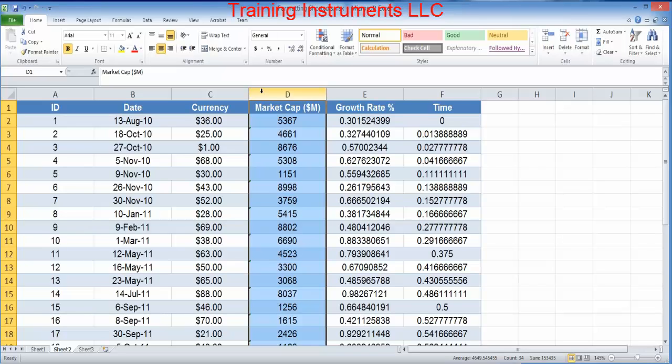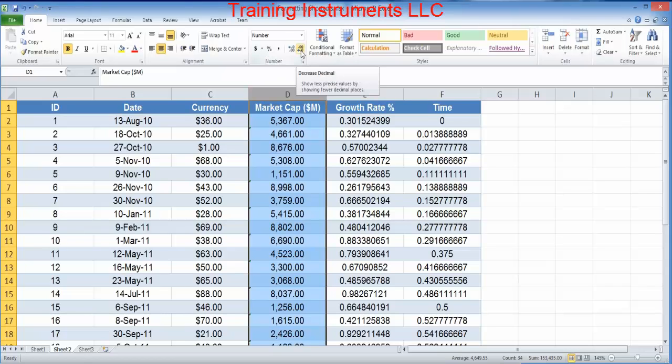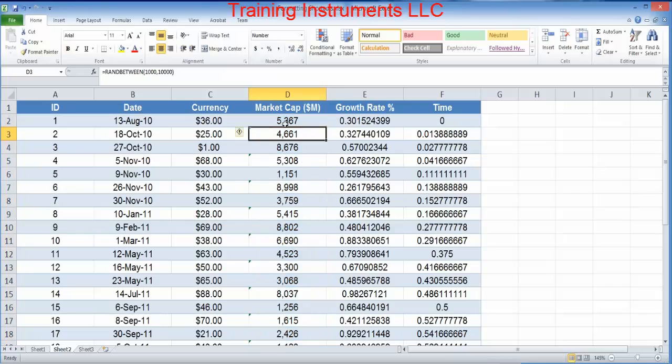You might want commas since you have 4 digits here. Now the way to put in commas is Control-Shift-#, and now you see you'll have commas and decimal points. You can always get rid of decimal points by decreasing the decimals here. Now you've got a much easier to read market cap with commas, so it's much easier to read on that person.